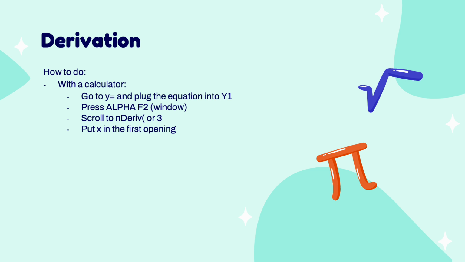You're going to be putting in x because you're showing that you're doing it in terms of x, because that's what your equation's written in. And then in the main parenthesis, where it's asking what you're deriving, you're going to press alpha 4, which lets you plug in y1. Again, you could do this with just punching in the equation, but it's easier if you have multiple steps to have it in Y1, and then you can just plug in.